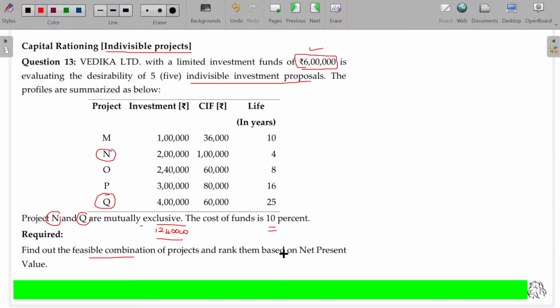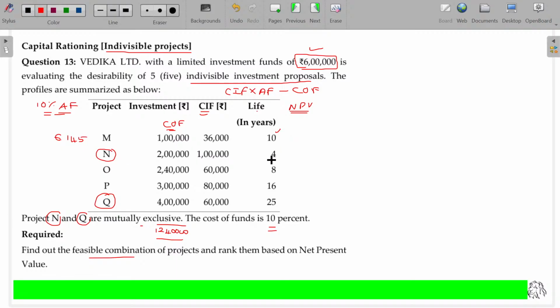Now, first of all, you have to find out the NPV. How do you get the NPV? Cash inflow multiplied with the annuity factor minus cash outflow. This is the cash outflow and this is the cash inflow. Life is given, so you have to find out the annuity factor here. 10% annuity factor. This one is 10 years, so you have to find out the annuity factor for 10 years. Come on, tell me. I think 6.145.